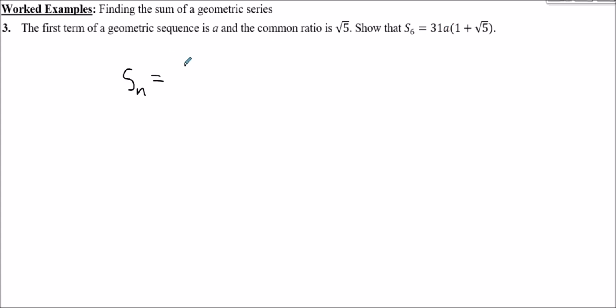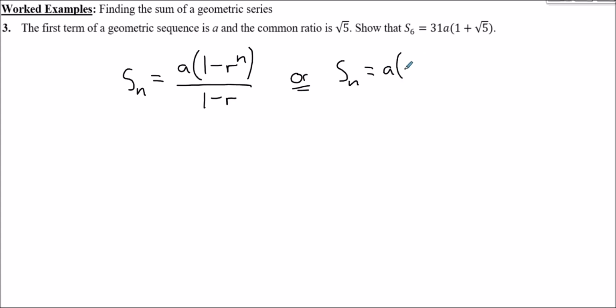So Sn is a brackets 1 minus R^n over 1 minus R. Or, just to remind you of both ways, we could use Sn equals a brackets R^n minus 1 all over R minus 1. So which way you want to pick, it doesn't particularly matter in this case. I'm going to suggest we go for this one here.